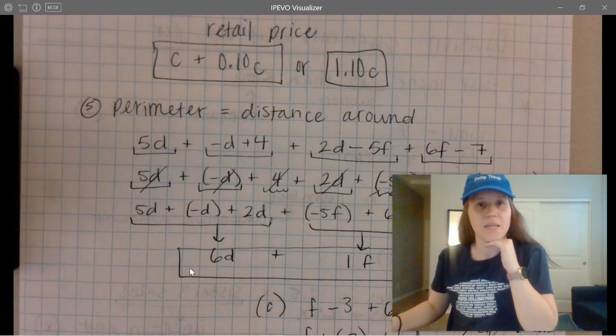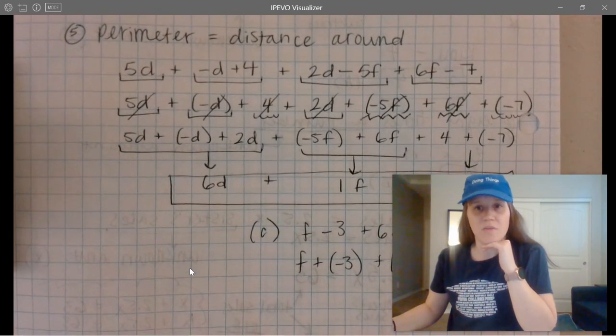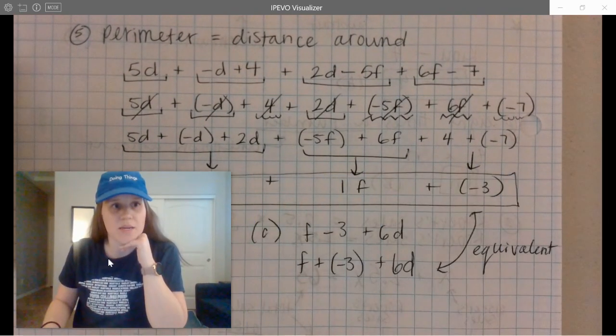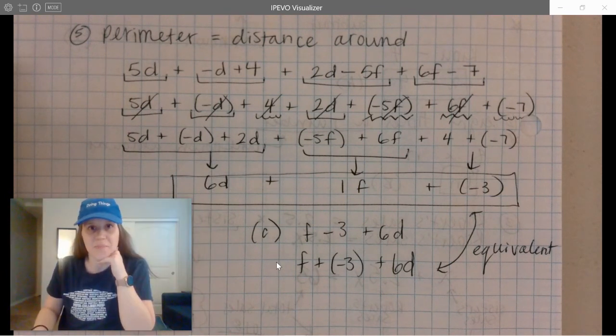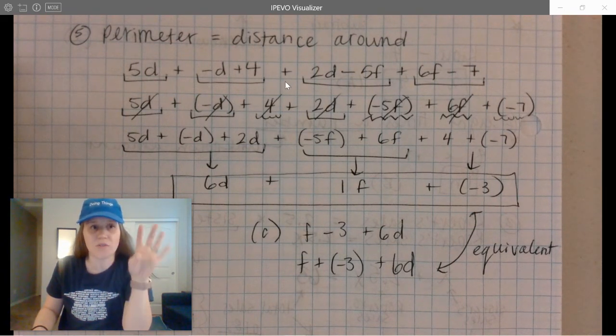Here we go. Perimeter is distance around. Hopefully you made Miss Hayes so happy. I'm sure you did. Here's my work. First things first, I just took those 4 expressions, each side, and I added them all together. Okay, I just underlined them here to show the 4 different sides so I could go back and triple check.